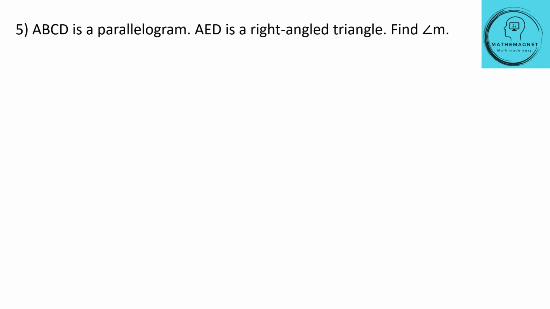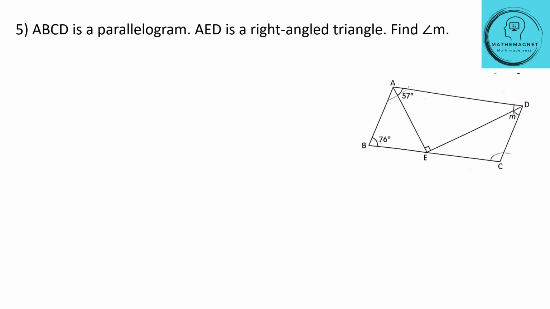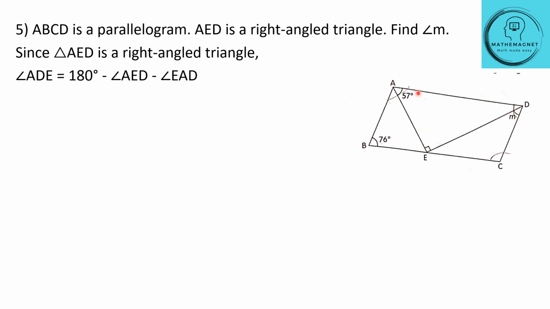Question number 5. ABCD is a parallelogram. AED is a right angle triangle. Find angle M. Now the question is, we need to find this angle, which is angle M. Okay. So to do that, let's start with triangle AED. With that we know this angle is 57 degrees and we know it's a right angle triangle. So this angle is 90 degrees.